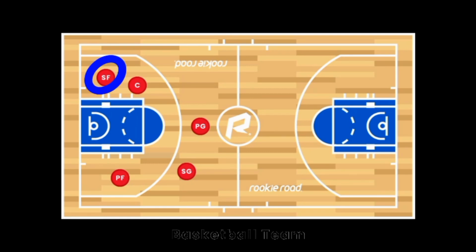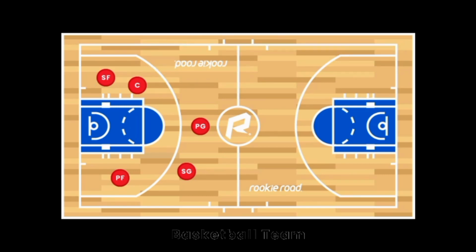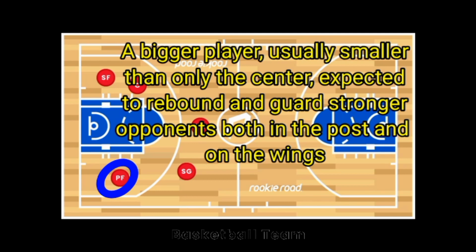And now the small forward, a player who is typically larger than the guards but smaller than the center and power forward. This position may play on the wing, along with the perimeter or near the elbow, depending on the offensive system and player's skill set. Sila rin yung responsible sa pagtulong sa ating center when it comes to rebounding and defending. The power forward, a bigger player, usually smaller than the center, expected to rebound and guard stronger opponents both in the post and on the wings.